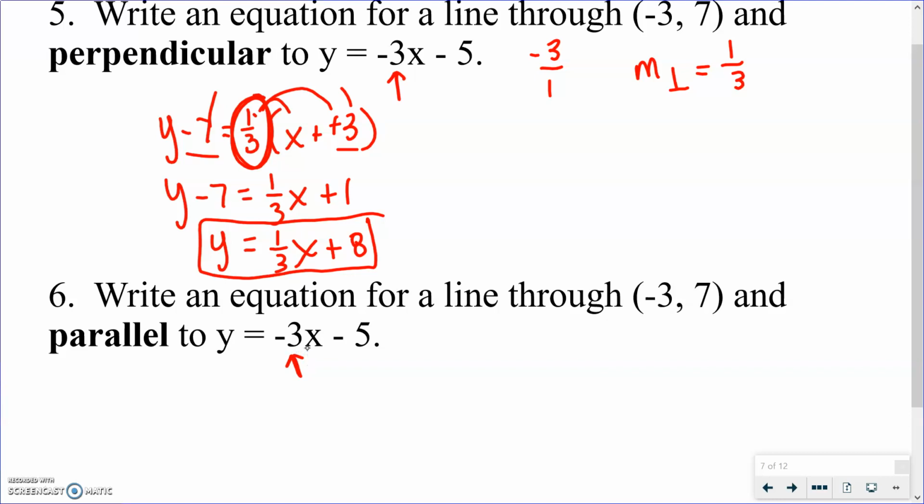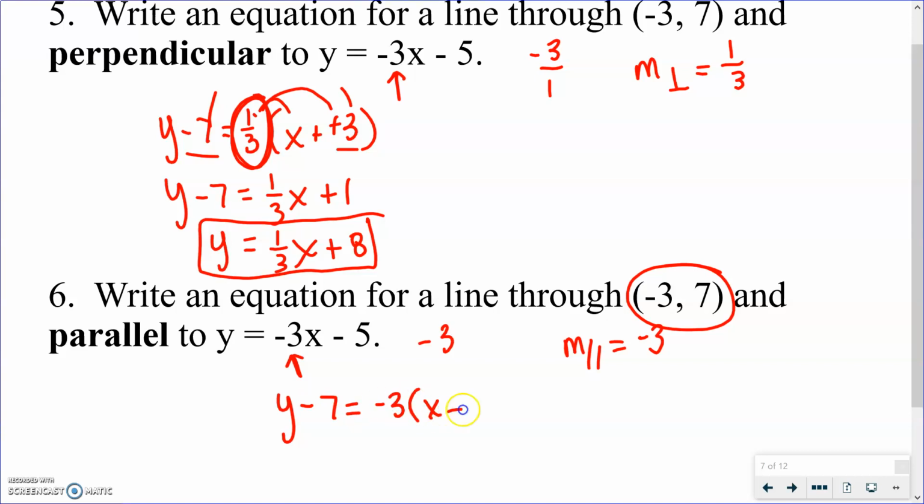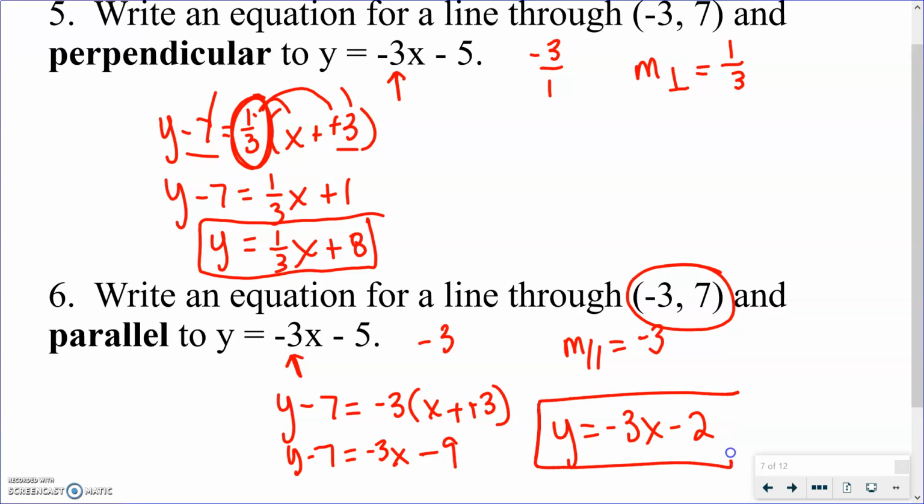Okay, parallel is actually a little easier because I don't need to change the slope. So if I want to do a parallel line, the original slope again is -3, so we're going to leave our parallel slope the same. The slope of a parallel line is also going to be -3. And then we'll still use our same point in point-slope form. So y minus 7 equals -3 times x minus -3. And so I get y minus 7 equals -3x minus 9. If we add 7 to both sides, we get y equals -3x minus 2. So the equation of a line that is parallel to this line that goes through the point -3, 7 is y equals -3x minus 2.